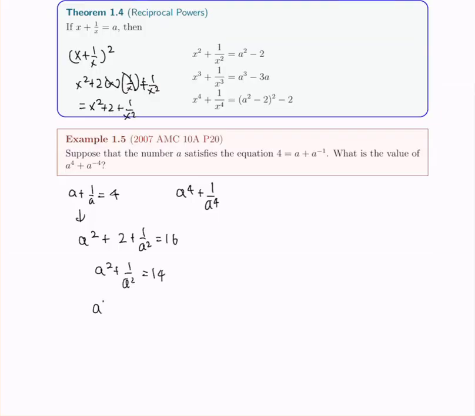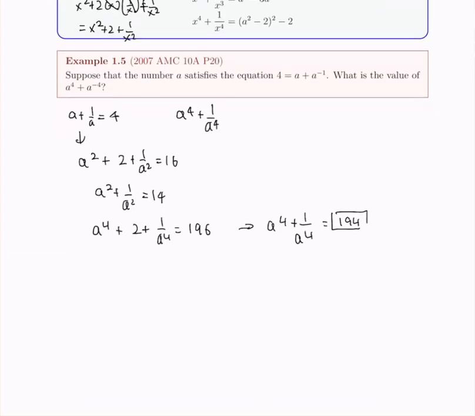And if we square again, we get a to the power of 4 plus 2 plus 1 over a to the power of 4 is equal to 196. So we conclude that a to the power of 4 plus 1 over a to the power of 4 is equal to 194, and that is our final answer. This problem was mostly just squaring and noticing that the reciprocals cancel. It's also a good way to demonstrate that knowing your factorizations will help you solve many problems really quickly. So now let's move on.